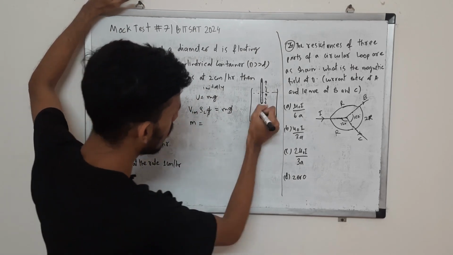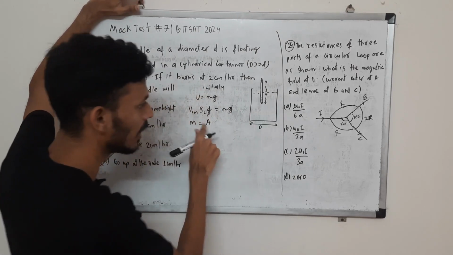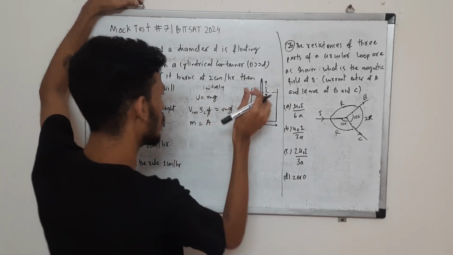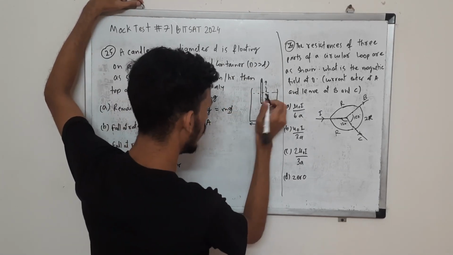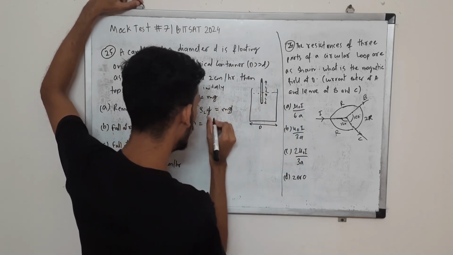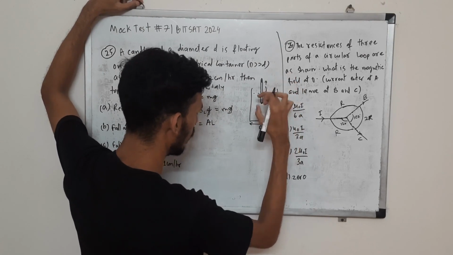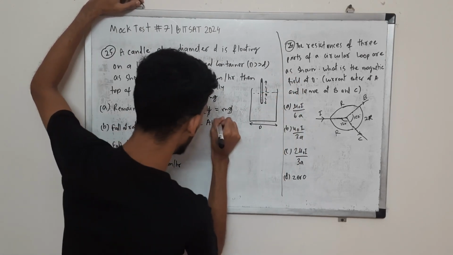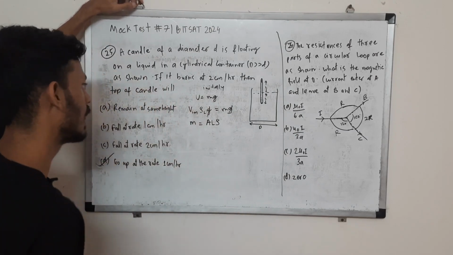Volume we can write as the area of the candle. Now this area is the area of the candle, not the container, the thing that is immersed. Only L height is immersed, so area into length. L is immersed, not 2L. So AL is the volume immersed, and the density of the liquid we'll simply write as rho.